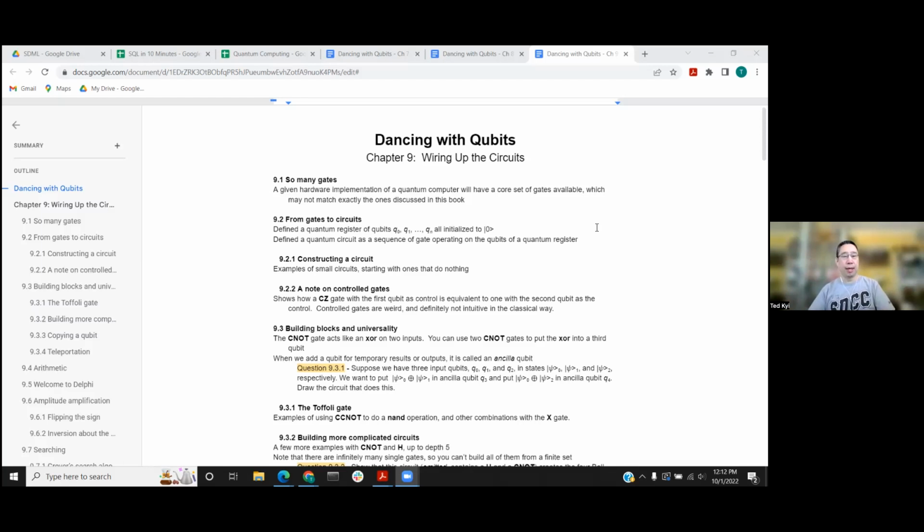And then 9.2.2, a further reminder that things in the quantum world aren't exactly intuitive to our classical macro intuition. So it shows an example where a controlled Z gate that has the control on the top is, in fact, from a quantum computing perspective, identical to a controlled Z gate where the control bit's on the bottom. So that's just kind of super weird. I'll just leave it at that, just super weird.